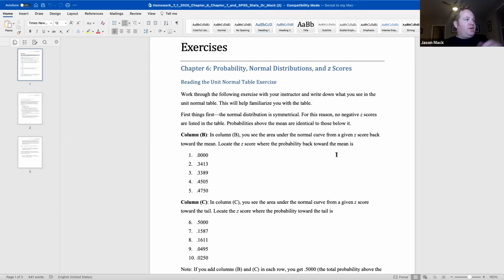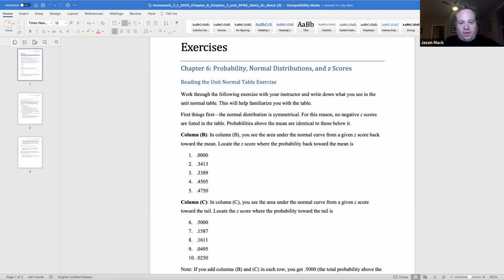So let's talk about z-scores. We're going to look at the appendix. This is just looking at the tables right now. We're going to work through the following exercise with me and write down what you see in the unit normal table. This will help familiarize yourself with the table. First things first, a normal distribution is symmetrical. Note that, for this reason, no negative z-scores are listed in the table. So you won't see those. Probabilities above the mean are identical to those below the mean.